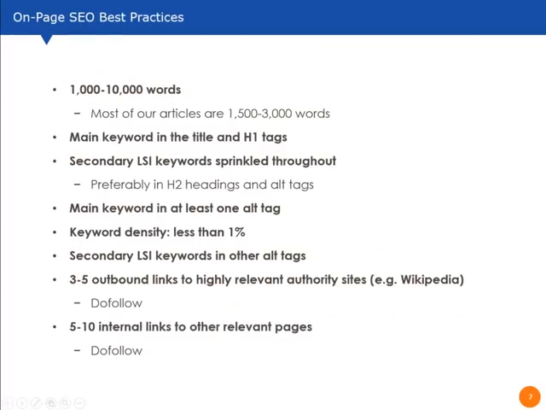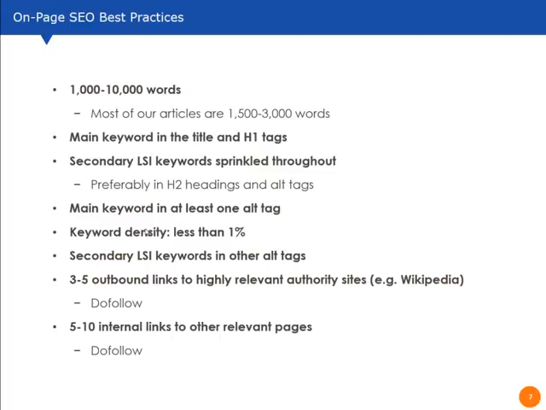So as we jump back to this list, that's sort of the next thing here. You want to use these secondary LSI keywords as well throughout your article. Your main keyword, you want to use it in at least one alt tag. So this is an image tag. You want to include that as well.